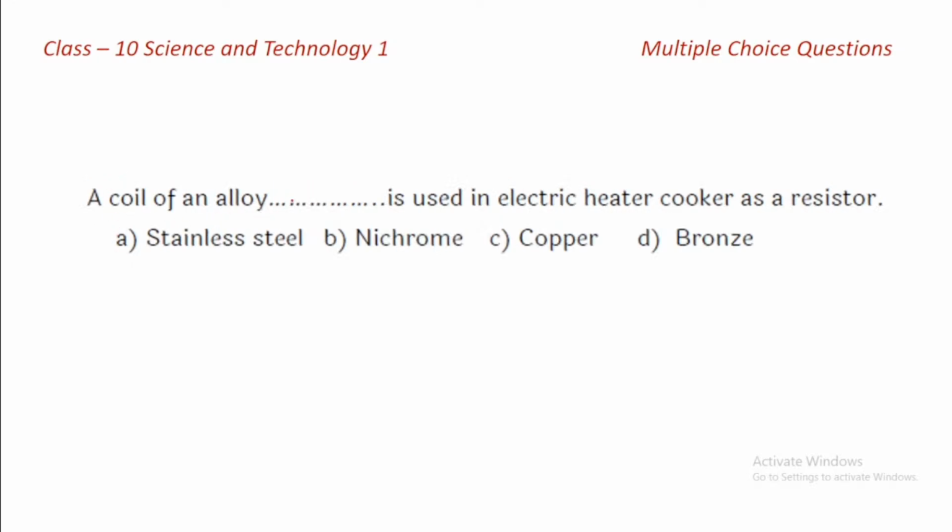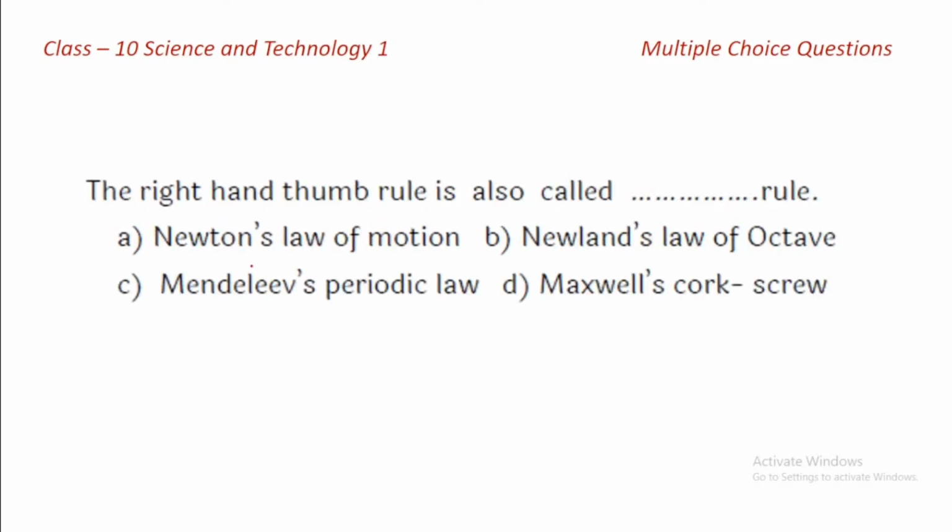A coil of an alloy dot dot is used in electric heater cooker as a resistor. Stainless steel, nichrome, copper or bronze. So the answer is option B, nichrome. The right hand thumb rule is also called dot dot rule. Newton's law of motion, Newland's law of octave, Mendeleev's periodic law or Maxwell's corkscrew rule. So the answer is option D. It is also known as Maxwell's corkscrew rule.